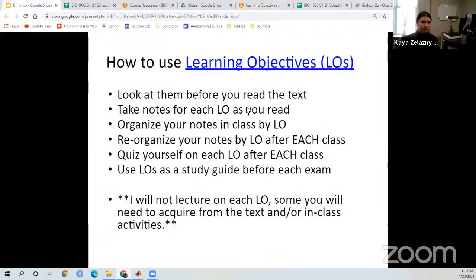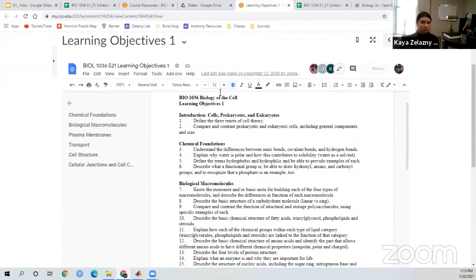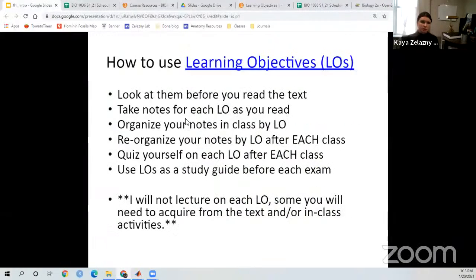Okay. So have them open before you read the text. Simultaneously, these are telling you what you should be focused on, right? So you should be focused on understanding differences between different types of bonds, ionic, covalent, hydrogen. So this is a good way to organize your notes by learning objectives, so by topic that you need to know.